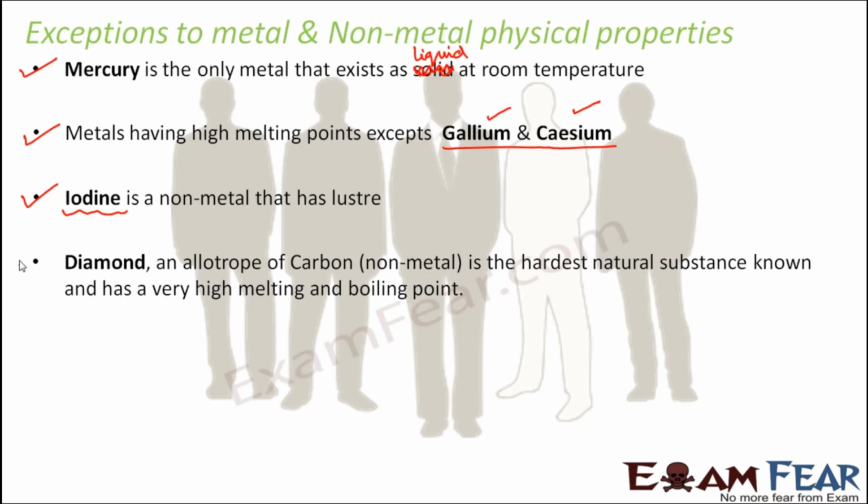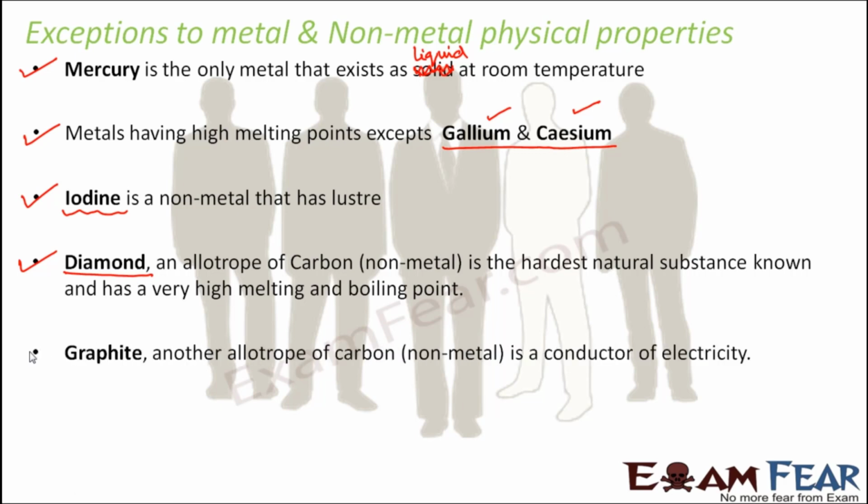Diamond, an allotrope of carbon, is the hardest natural substance known and has a very high melting and boiling point. Now, normally we say that metals are hard and non-metals are soft, but diamond is an exception. Diamond is made up of carbon, but diamond is the hardest substance. So, diamond is harder than all the metals we have spoken about. So, that is one exception. Again, we say that metals have high melting points, but diamond, even though a non-metal, again has high melting point. So that means diamond falls into the exception list of two properties.